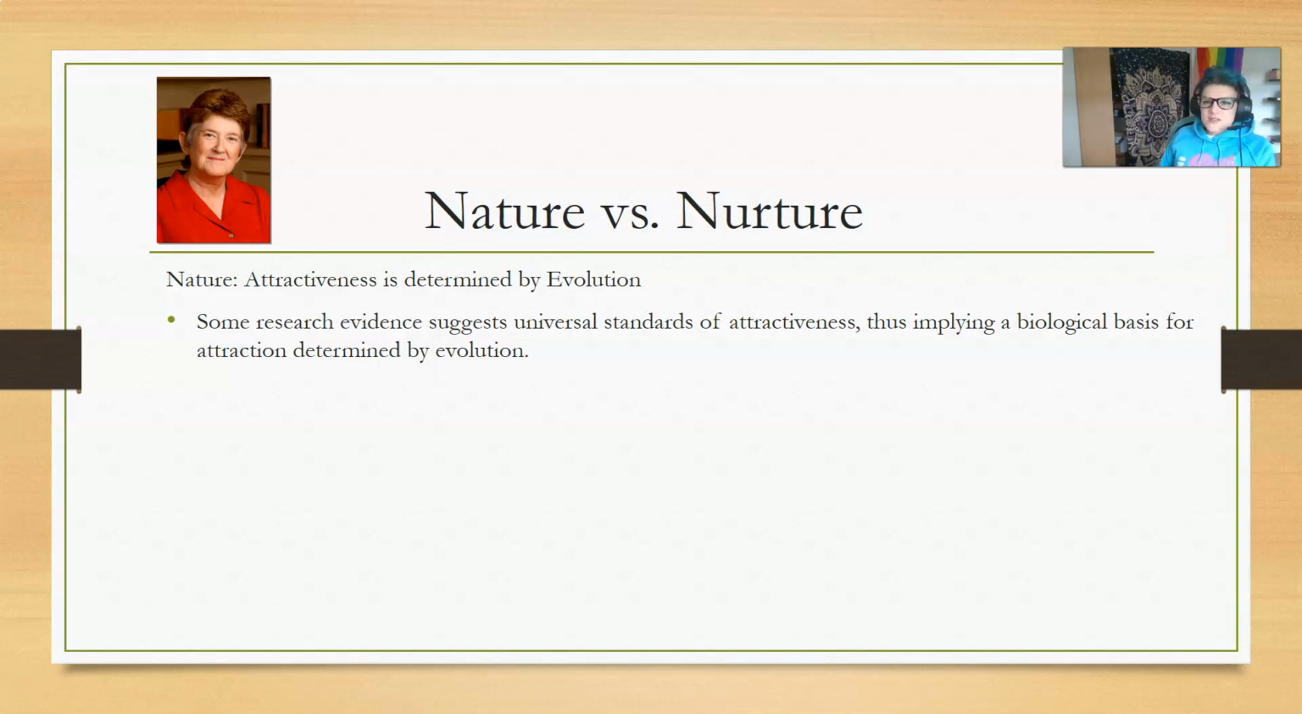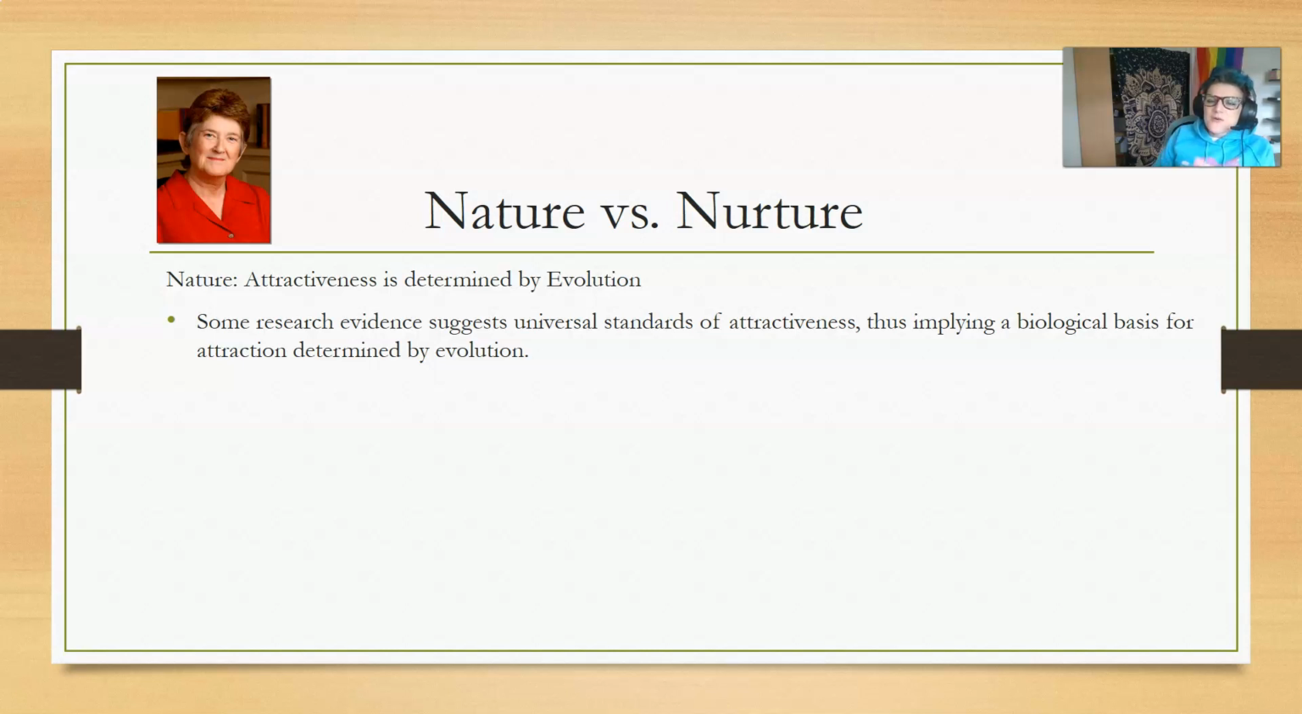So, the first thing we'll discuss is one of the big arguments in attraction psychology, and that is the nature versus nurture debate. So what determines attraction and attractiveness? Well, the response from the nature side of the debate would be that attractiveness is determined by evolution. Some research evidence suggests that universal standards of attractiveness are important, and if a standard of attractiveness is universal, indeed if any behaviour is universal, it probably has some kind of biological basis.